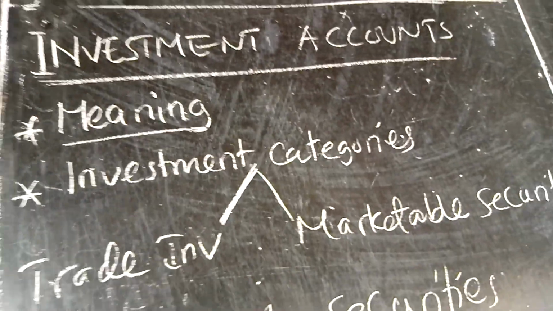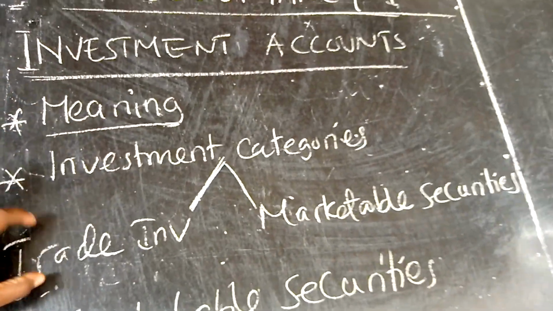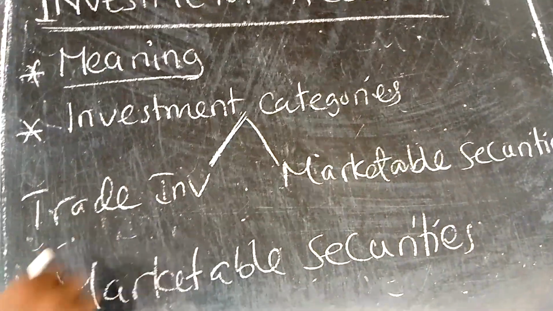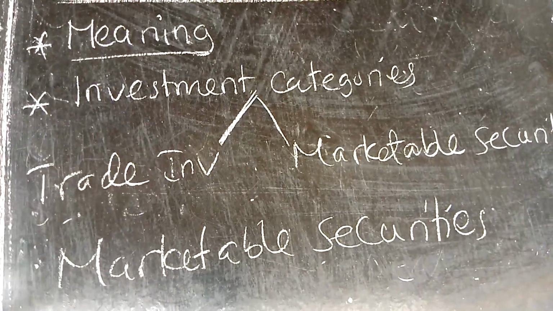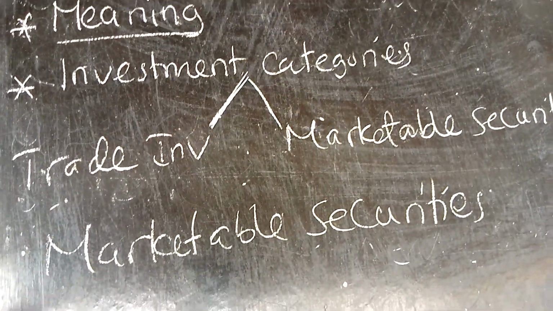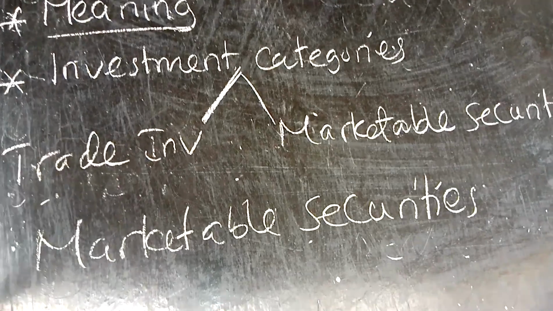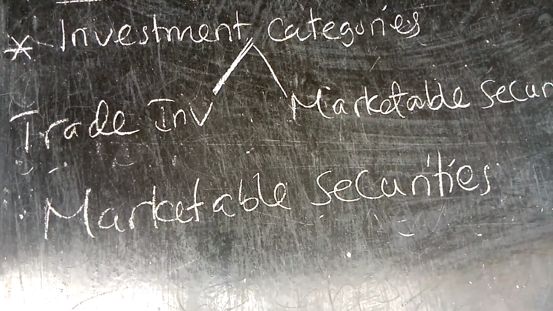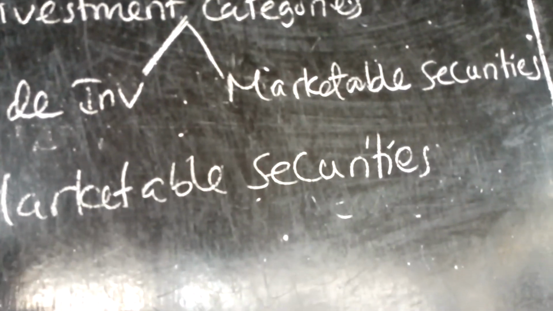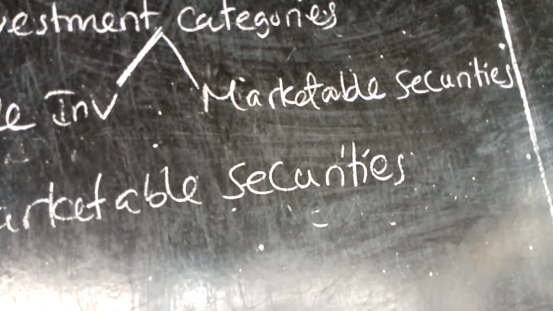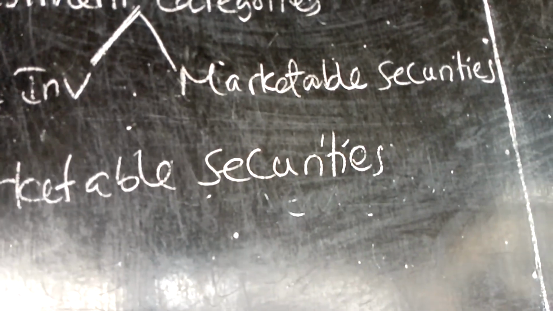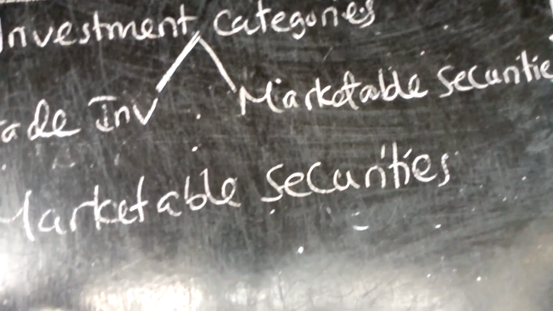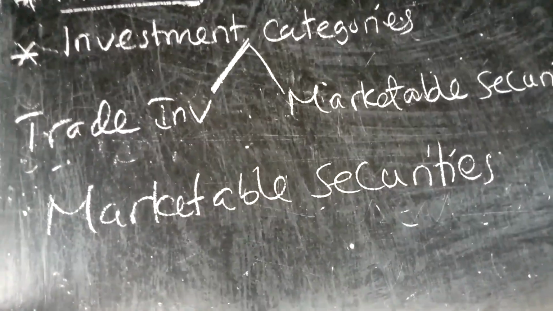Under investment, we have two kinds of categories: trade investment and marketable security investment. Trade investments are treated as non-current assets, and when we sell them, the profit obtained is transferred to the capital reserve. And we have what we call marketable securities. When we sell them, the profit obtained is transferred to the profit or loss, or sometimes we call it the income statement. That will be added to the capital in the future.